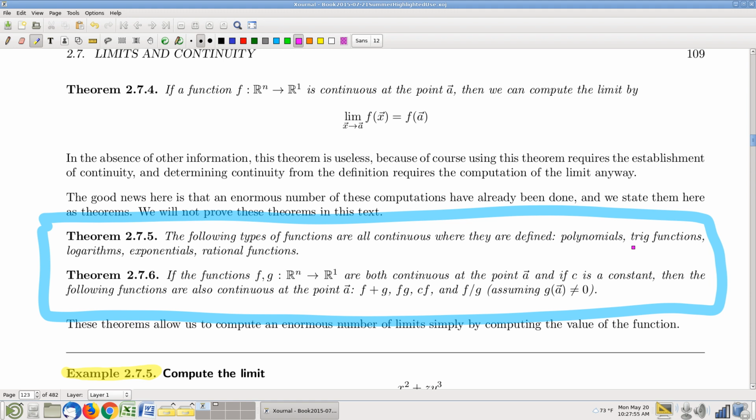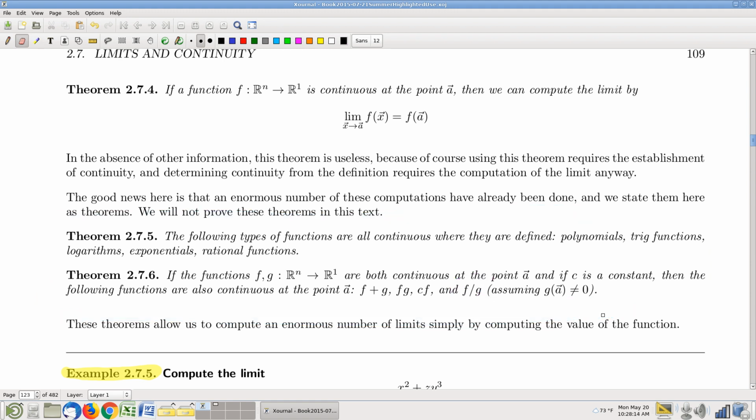Furthermore, if you add two continuous functions, the result is continuous. If you multiply two continuous functions, the result is continuous, etc., etc. The only little landmine here is when you divide, just make sure that you don't have 0 in your denominator. That's no fair. Okay. All right.